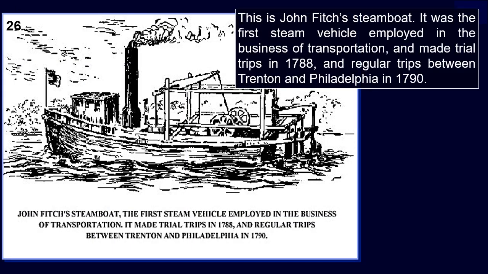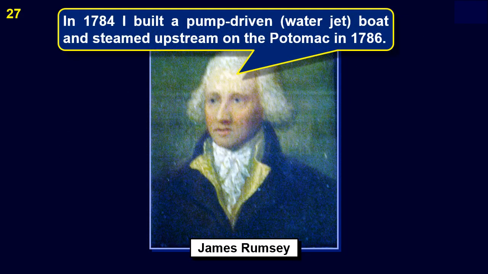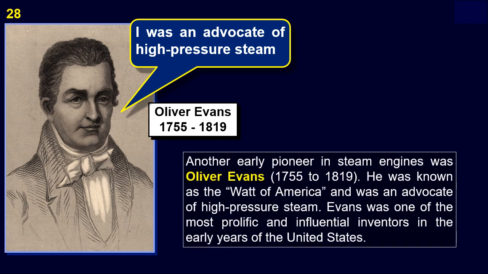It was the first steam vehicle employed in the business of transportation, and made trial trips in 1788, in regular trips between Trenton and Philadelphia in 1790. In 1784, James Rumsey built a pump-driven, water jet boat and successfully steamed upstream on the Potomac River in 1786. Another early pioneer in steam engines was Oliver Evans, 1755 to 1819. He was known as the Watt of America and was an advocate of high-pressure steam.